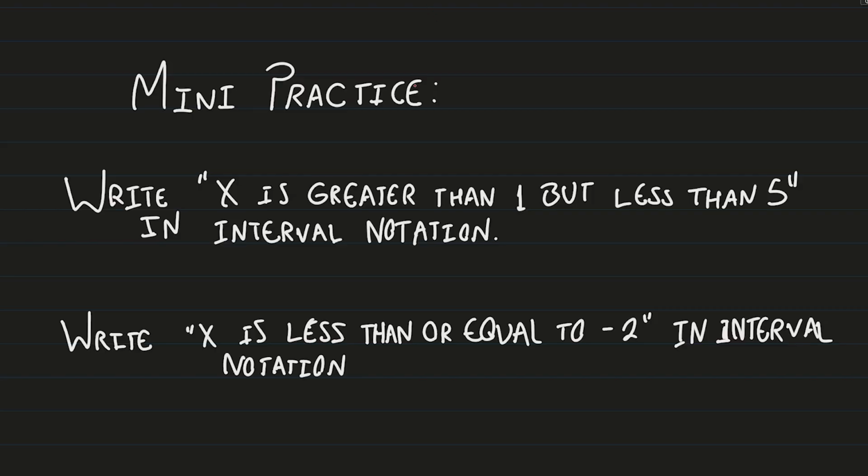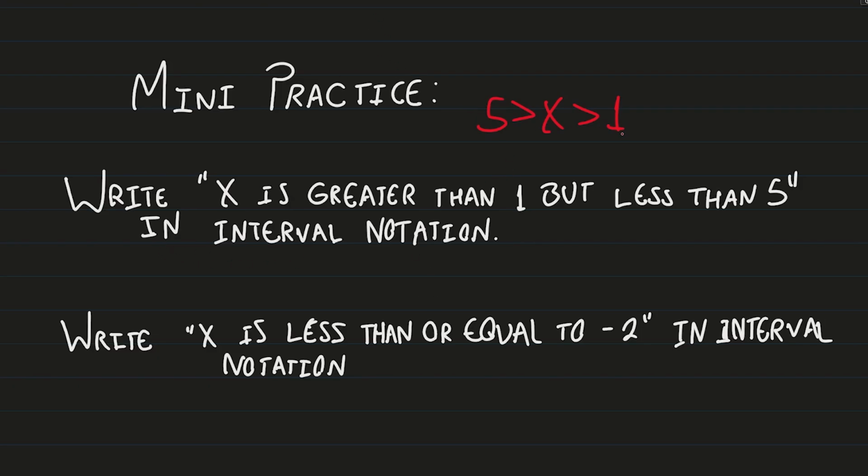Before we move on, I have a little mini practice section here. You can pause and try it yourself, or you can follow along with me. Here, we're asked to write x is greater than 1, so we know x is greater than 1, but it's also less than 5, so x would be less than 5. How to write that in interval notation?